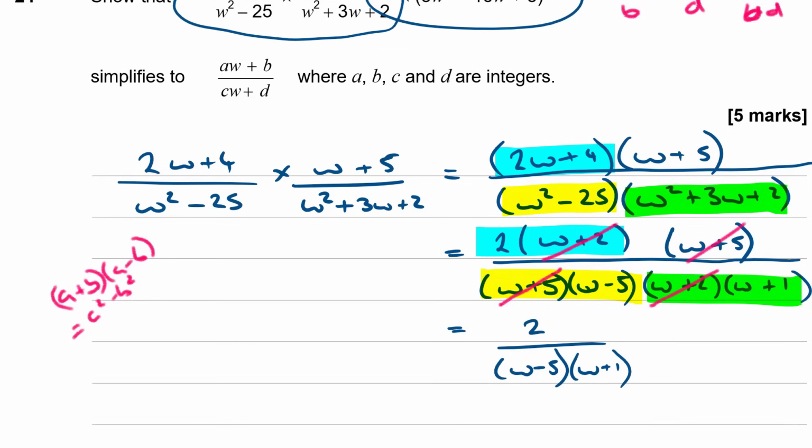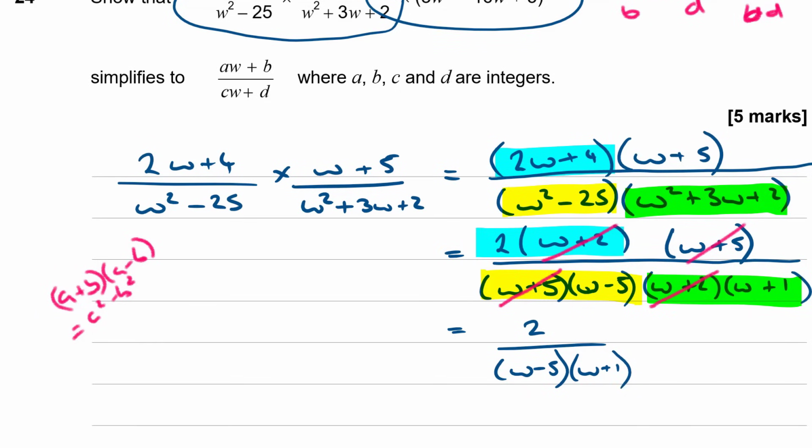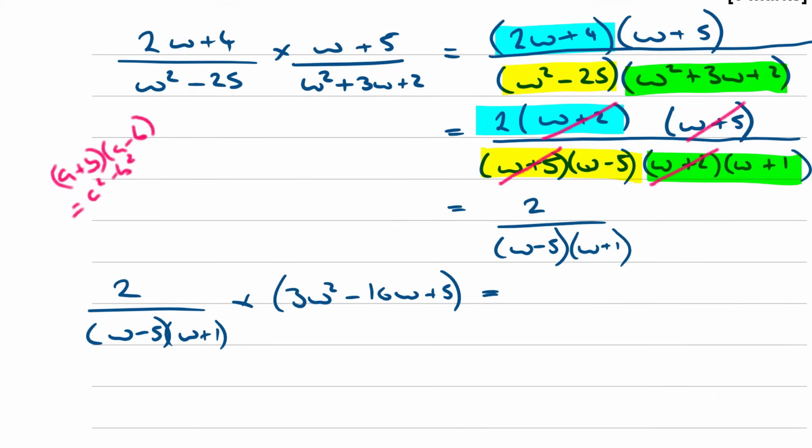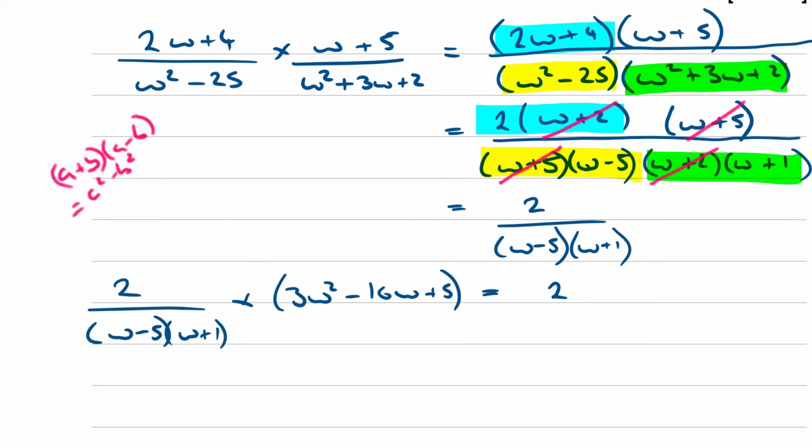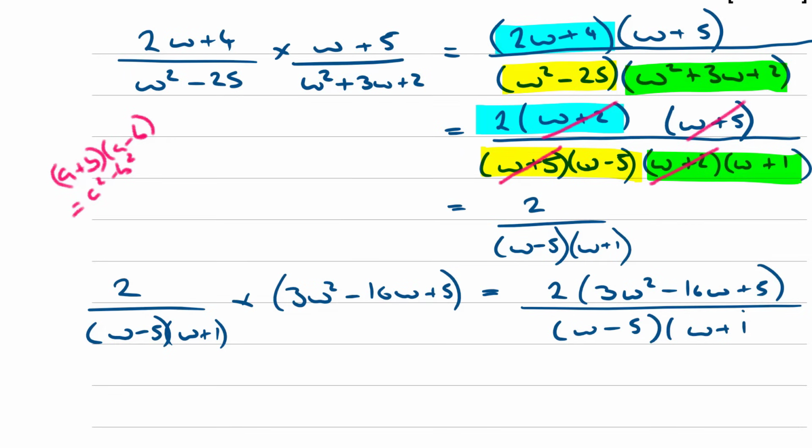So 2 over w minus 5 times w plus 1 times 3w squared minus 16w plus 5. What's that equal to then? Well, that is 2 lots of 3w squared minus 16w plus 5 all over w minus 5 times w plus 1.